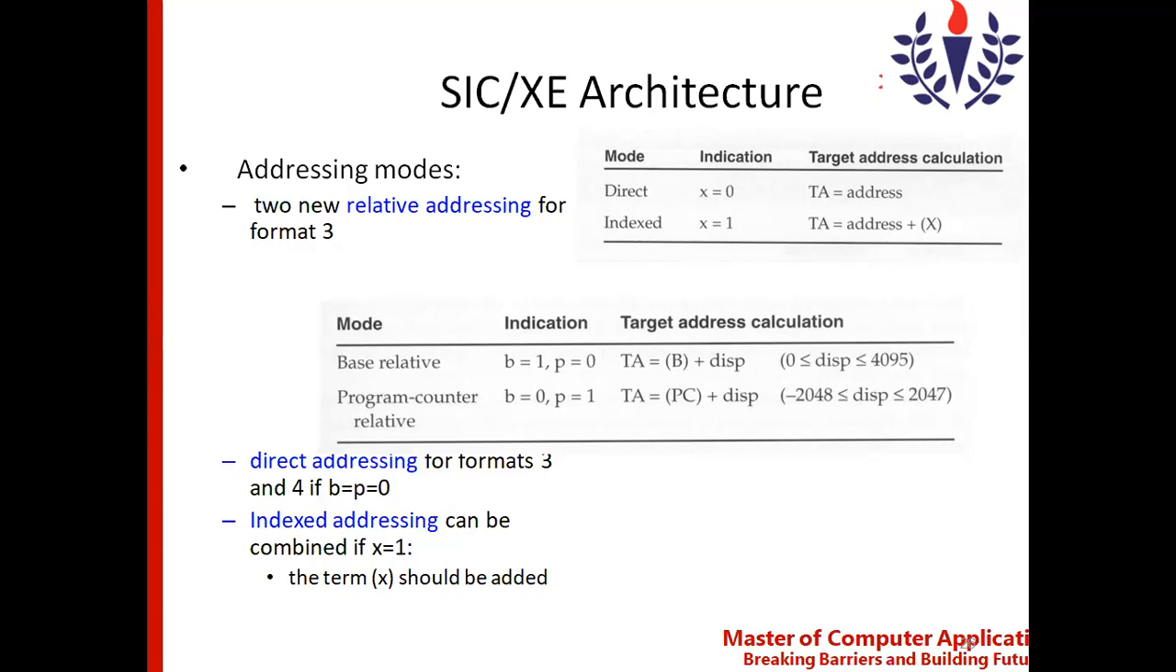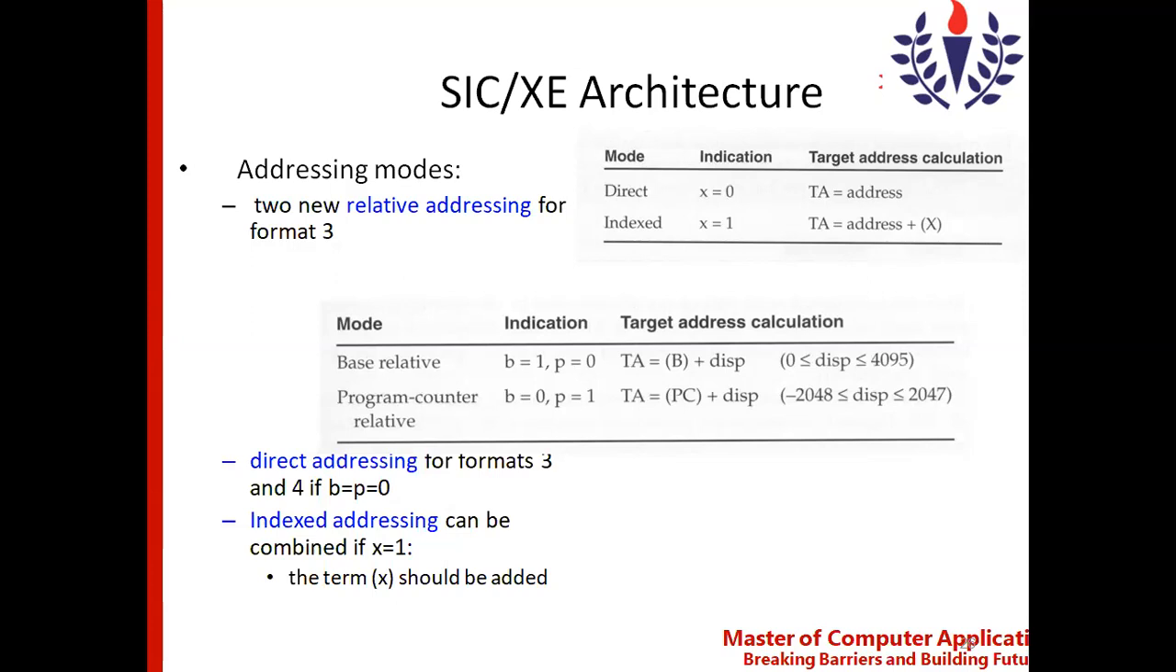the displacement. In this case, the two bits B and P will have B equal to 1 and P equal to 0. So when B is 1, it represents base relative, while P is equal to 0. And coming to the second type, the program counter relative addressing mode, wherein B is equal to 0, P, the program counter, is 1. In that case, the target address will be calculated as TA equal to PC plus displacement.